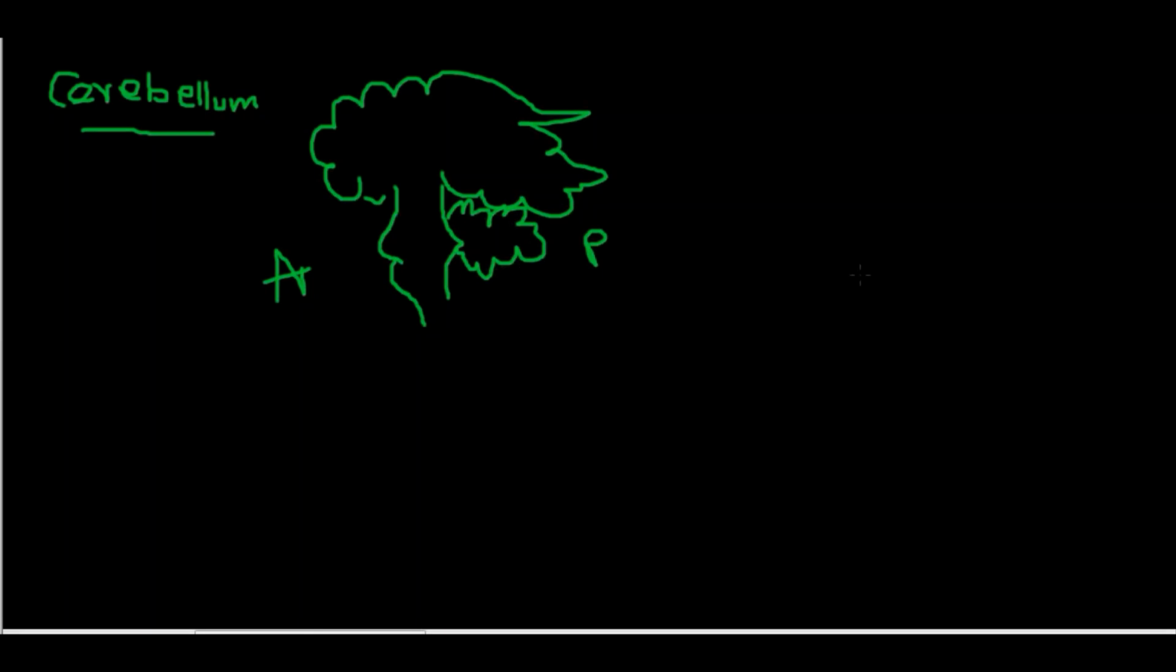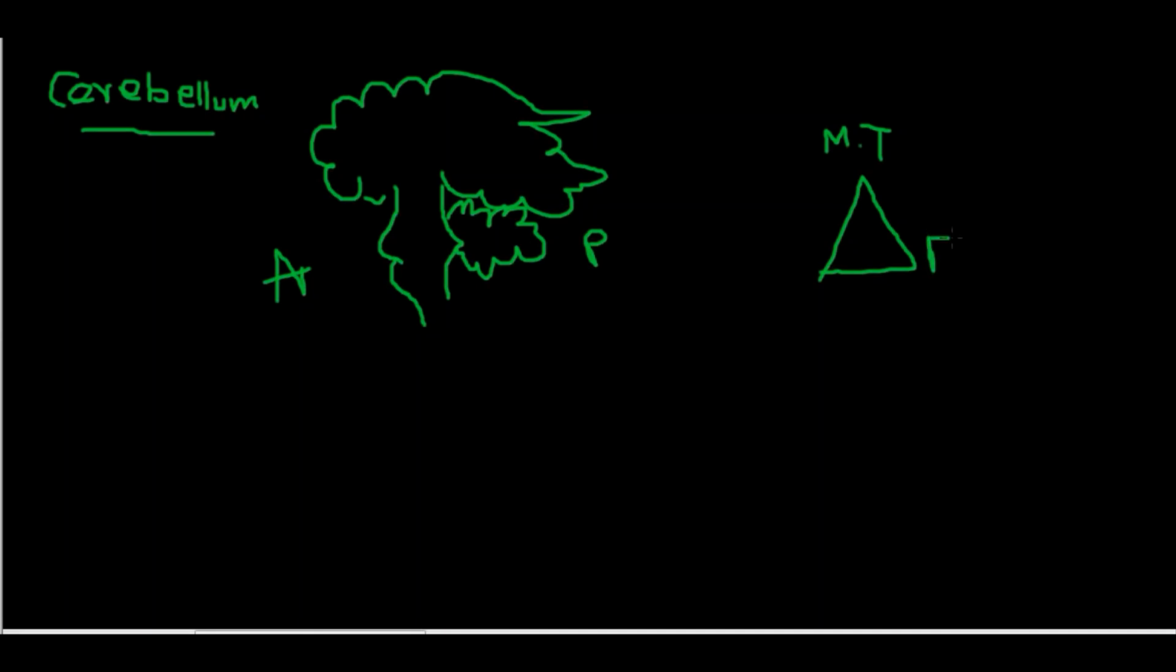When we talk about the functions of the cerebellum, we have to keep three things in mind. Number one, maintenance of muscle tone. Muscle tone means that the muscles of our body are always in a state of partial contraction. This is because of the cerebellum.